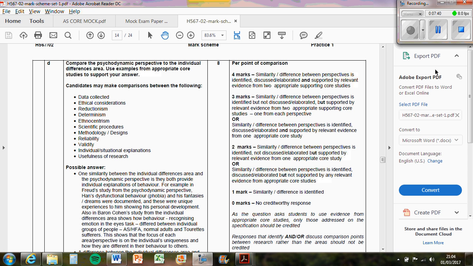Okay, so this one here is, I think, from an A2 paper, but you can use them across. They've just given 8 marks for it on the A2 paper, whereas it would be a 6 marker on your AS paper. So it says compare the psychodynamic perspective to the individual differences area. They've talked about things like data, ethics, reductionism, determinism, ethnocentrism, methodology, designs, reliability, validity, individual situational and usefulness. So there's all the kind of things that I've mentioned there and then more.